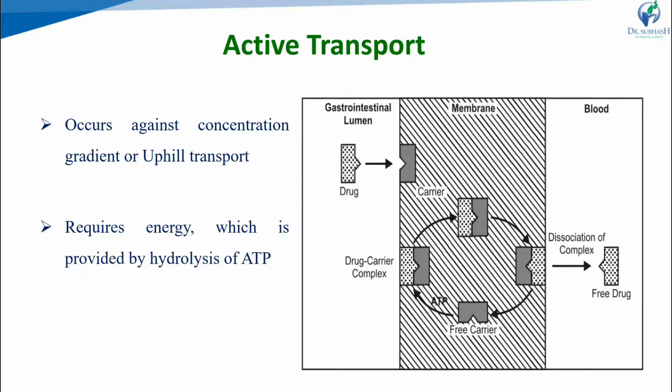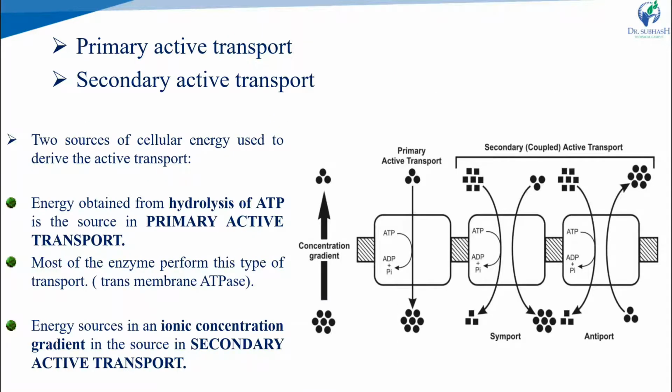Facilitated diffusion and active transport follow mixed order kinetics. Because carriers are there and saturation occurs, initially they follow first order, and after saturation they go to zero order. That's why they follow mixed order kinetics.